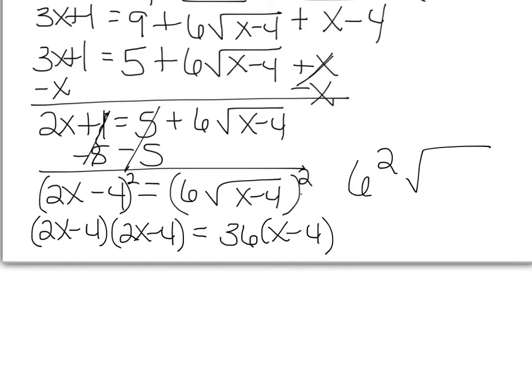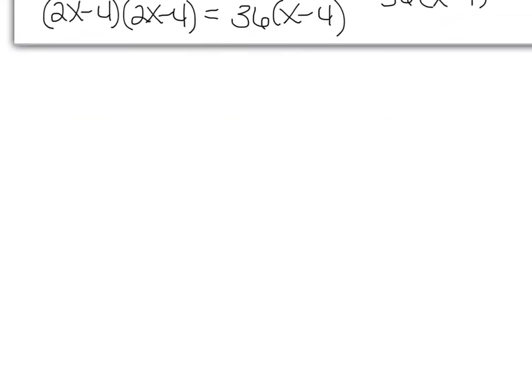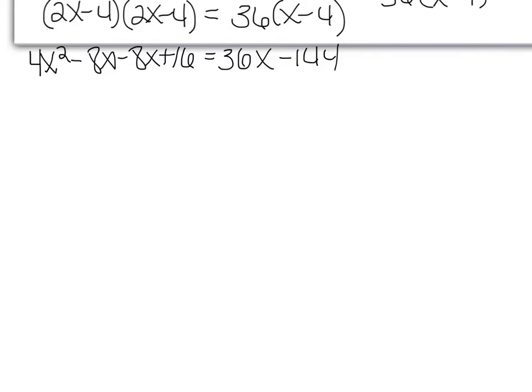times the square root of x minus 4 squared. So these cancel, and 6 squared is 36. So that's how you get 36 times x minus 4. Now we're going to go ahead and distribute. So we're going to have 4x squared minus 8x plus 16 is equal to 36x minus 144.